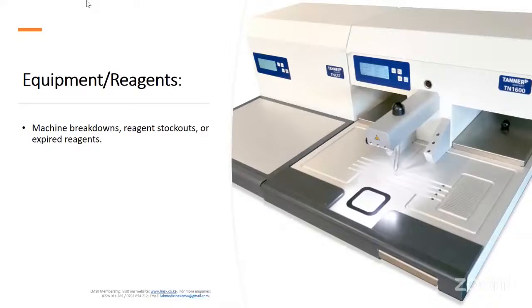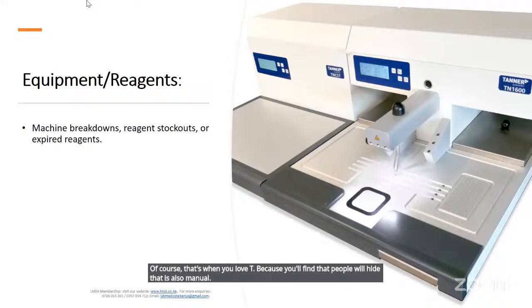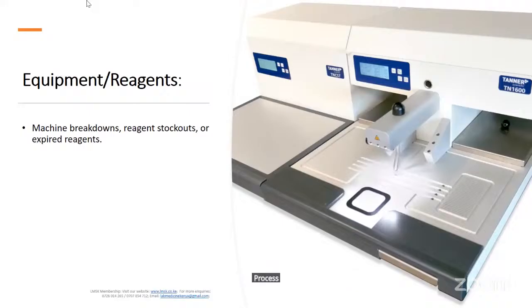Then another factor affecting our TAT is reagents. Machine breakdowns. If you use automation and your machine breaks down, of course, that will affect TAT, because people will either resort to manual processing, or leave the tissues in the auto processor, go home overnight, and come back the following morning.